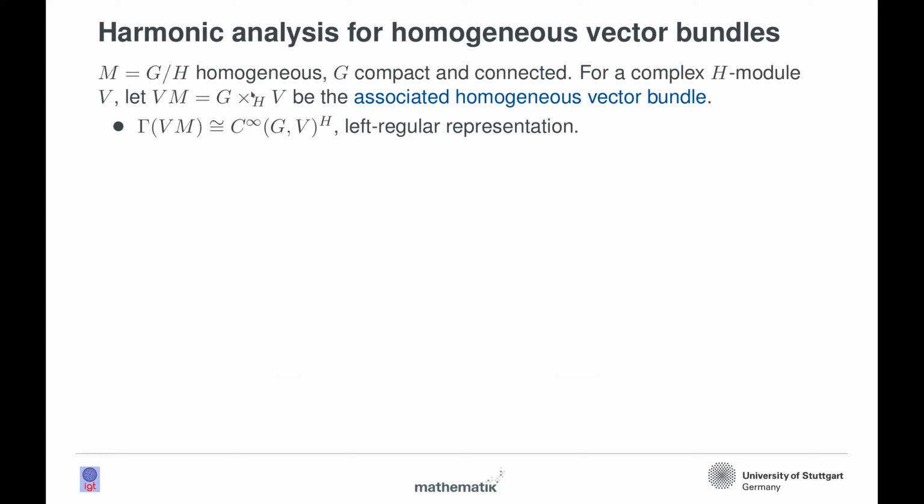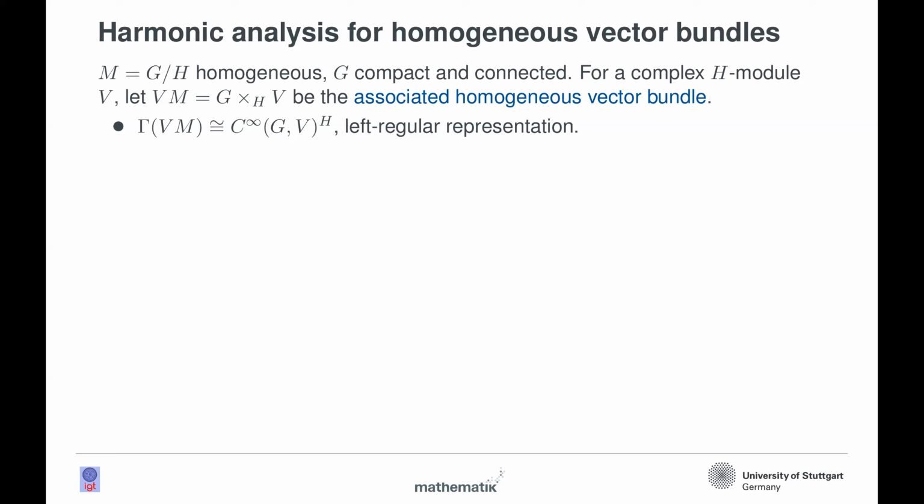And we look at a homogeneous vector bundle. So these always have this form. It's a vector bundle over M with fiber V, where V is some H module. And if we assume it to be complex, then that makes things slightly easier, but it doesn't need to be complex strictly. So assume we have such a homogeneous vector bundle.